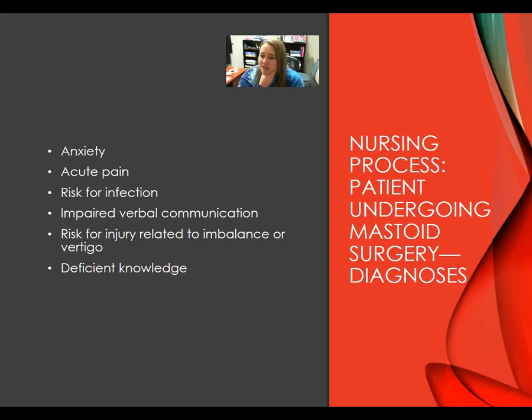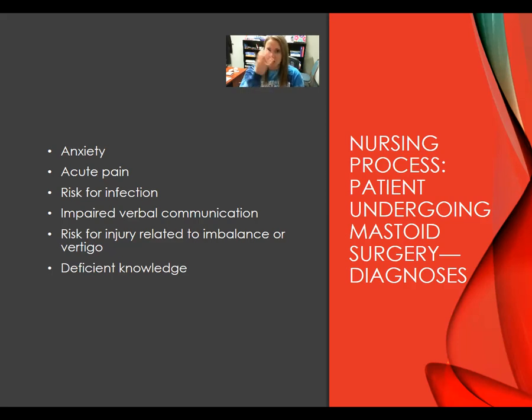And then we want them to have the absence of injury. So anytime we're dealing with stuff in the ear, we have vertigo and balance problems, we're at risk for injury from falls, right? So antiemetics, and I love this word, I'm going to try to say it right, anti-vertiginous medications, which is anti-vertigo medications like antihistamines, can help with those balance issues. And then we want to assist with ambulation to prevent falls.